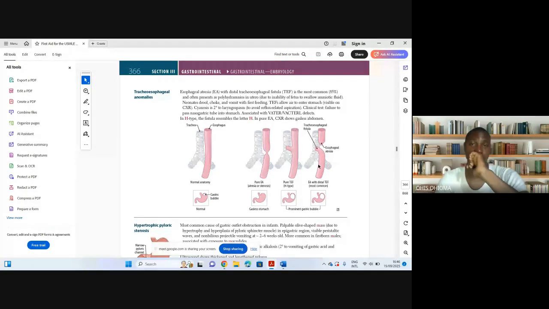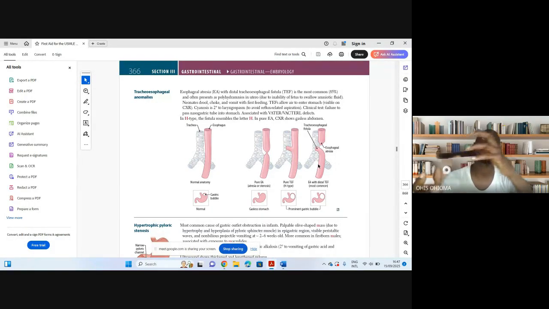What is most high yield for the exam? I want you guys to pay attention to this. What is most high yield in the exam is the presentation, as well as the association. So when they tell you a patient is having vomiting with the first feed, choking, excessive drooling, please, I want you to think of esophageal atresia.